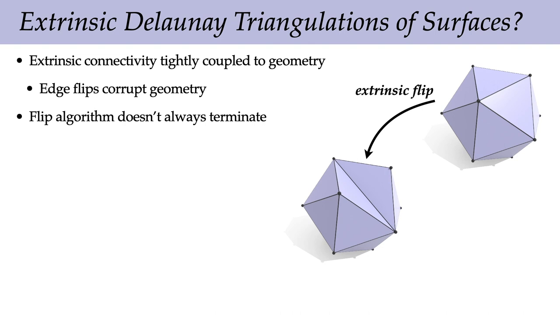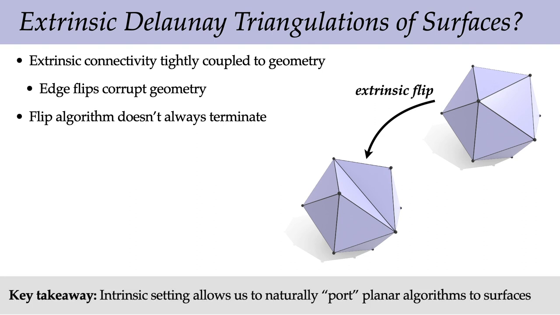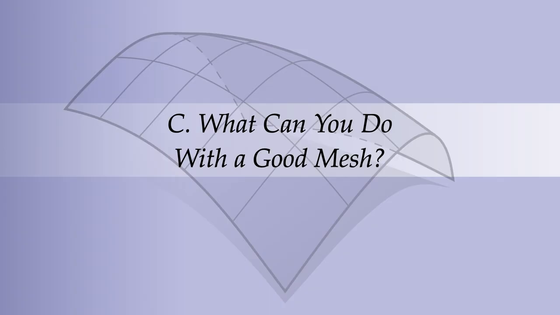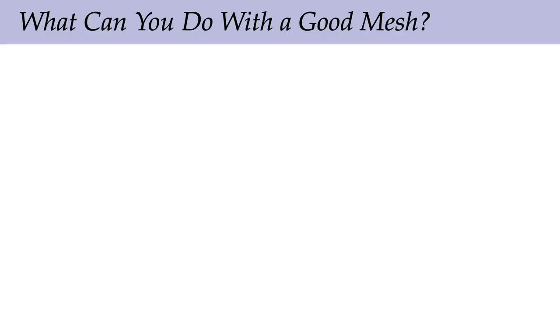The fact that we can obtain intrinsic Delaunay triangulations is the first of many benefits that we obtain by working in this larger space of intrinsic triangulations rather than sticking with extrinsic meshes. Working in the intrinsic setting allows us to naturally port planar algorithms to work on surfaces. So now we've discussed what makes a mesh good and have an algorithm for making some good meshes. What can we do with them?